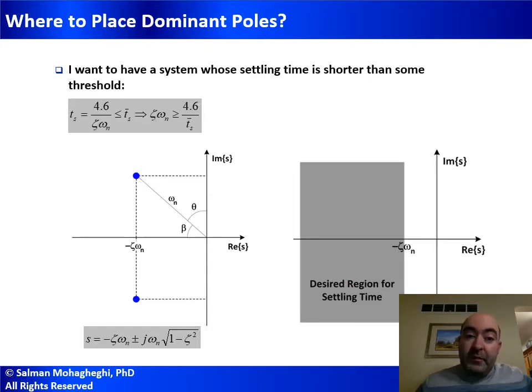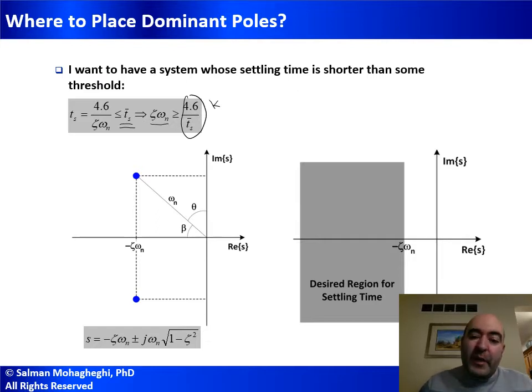I can follow the same logic and analyze a situation where I have a system with a slow settling time, and I want to make sure that its settling time is going to be shorter than some particular threshold. So now I want its settling time to be less than some value that I call TS bar. Settling time is going to be 4.6 divided by zeta omega n. So if I want this to be less than TS bar, that means zeta omega n has to be greater than 4.6 divided by TS bar. Let's call this value some k. So that means that zeta omega n has to be greater than k.